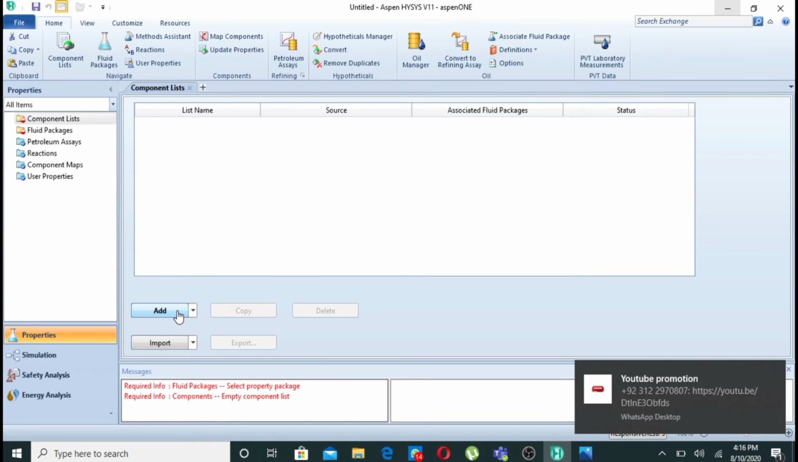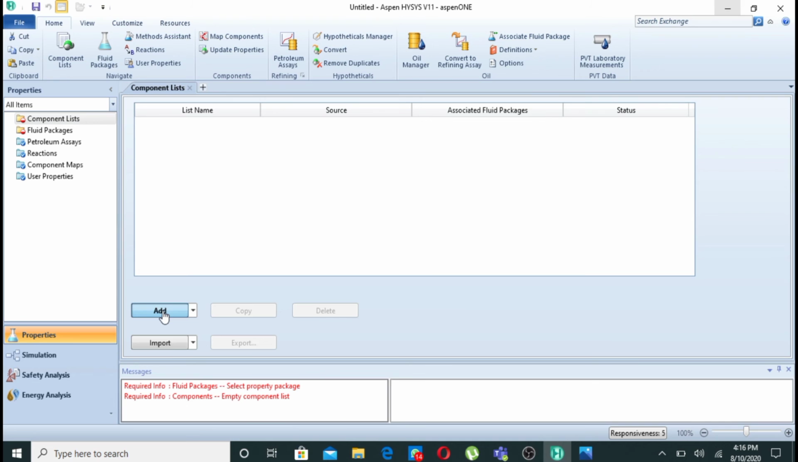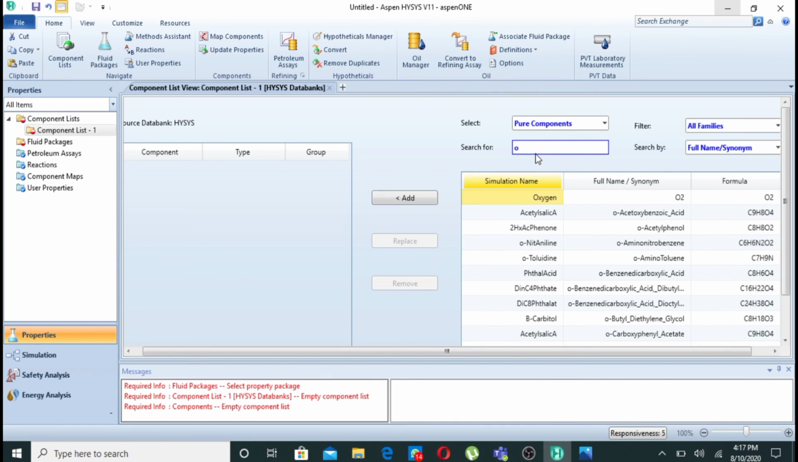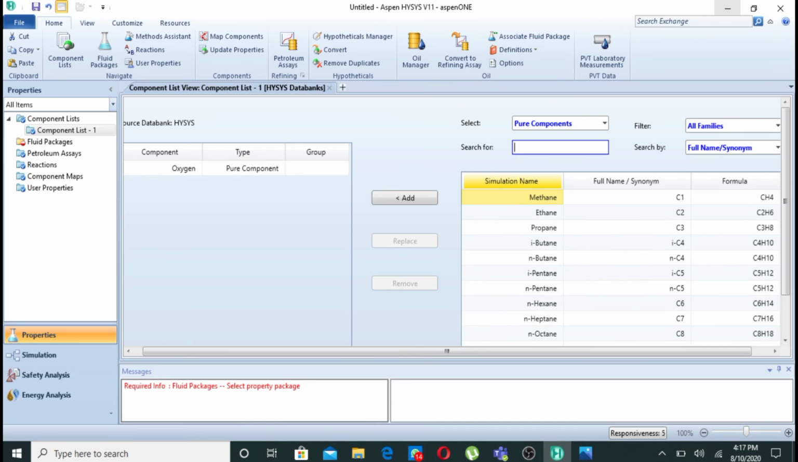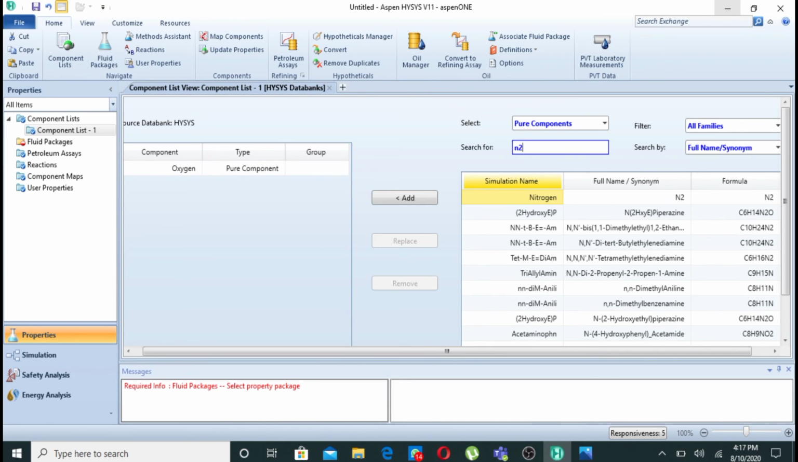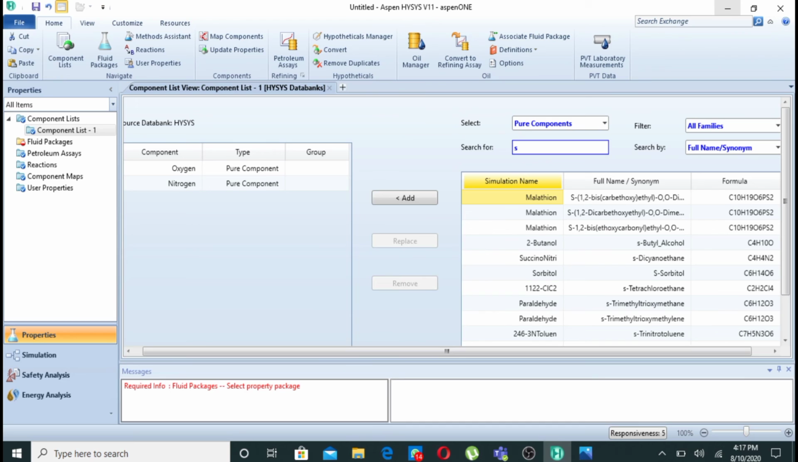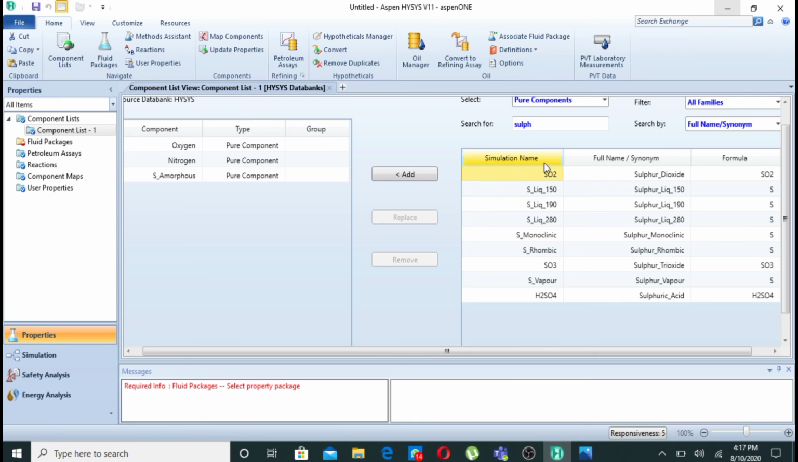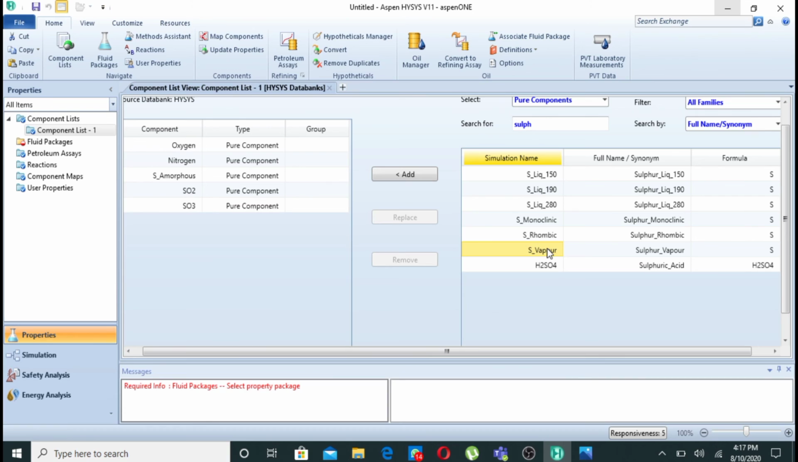So I am here in my simulation mode. I will just add my components. The components are oxygen, nitrogen, and sulfur. When you take sulfur, choose amorphous. After this, I need SO3 and SO2 as well. So that's all for my components.